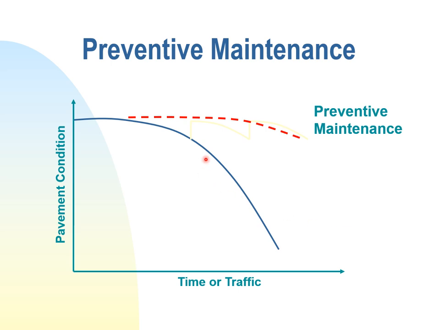Now look at this one, preventive maintenance. In this case, you can see that with the passage of time or with the increase of traffic, there is a decrease in the pavement condition. But when you have proper preventive maintenance, you can see that you are able to maintain the highest level of the condition. Look at that. But obviously with the passage of time, there will be some decrease. But if you have preventive maintenance throughout the service life, you can maintain the original condition of the pavement.